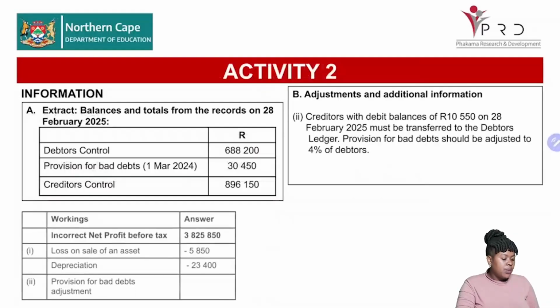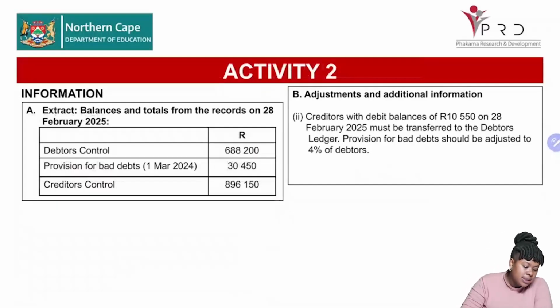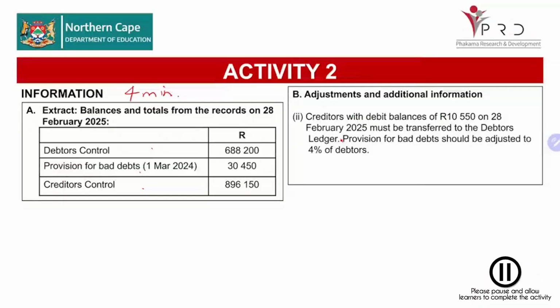Okay. So the second question says the following. It says, extracts of balances and totals for 28 February. They've given us our debtors control, our provision for bad debts, creditors. Then the adjustment says creditors with a debit balance of 10,550 on 28 February must be transferred to the debtors ledger. And the provision for bad debts must be adjusted to 4% of debtors. I'll quickly just give you 4 minutes to quickly complete this question. See you in 4.